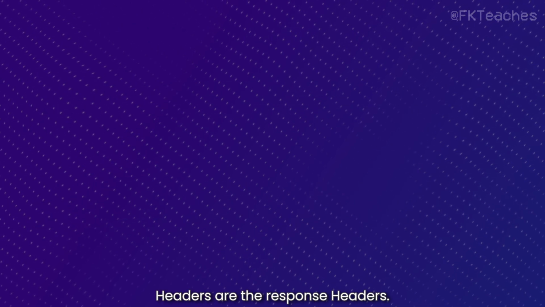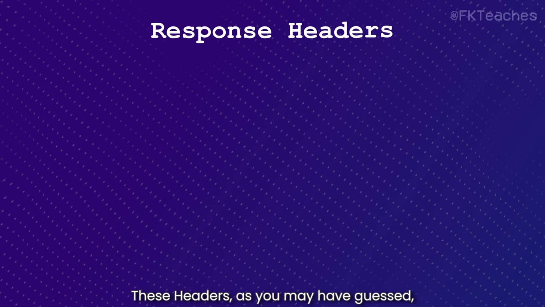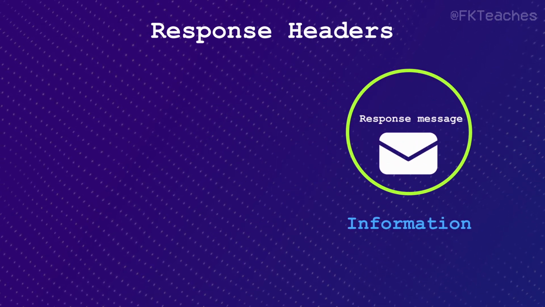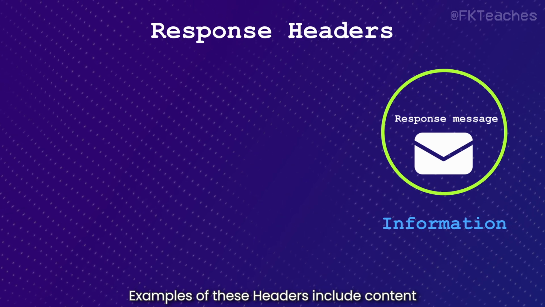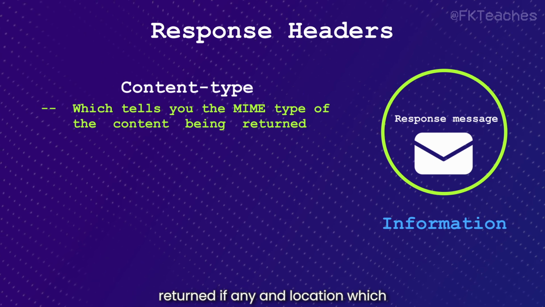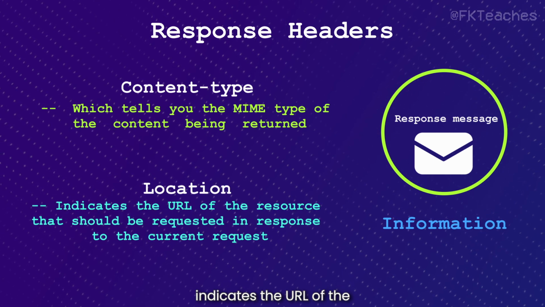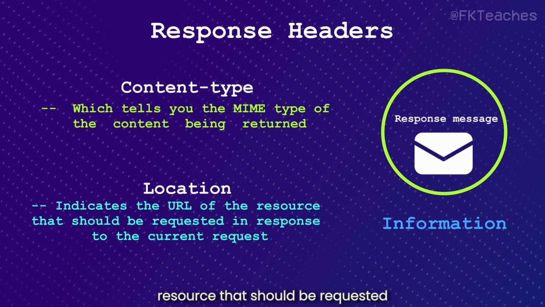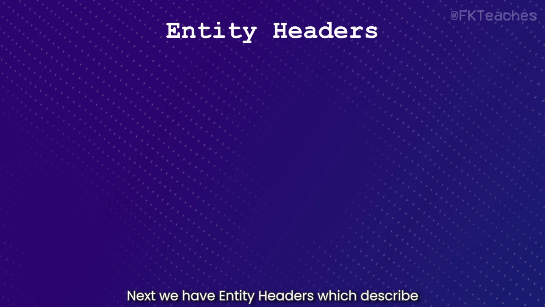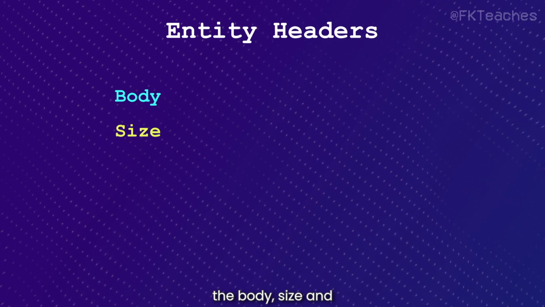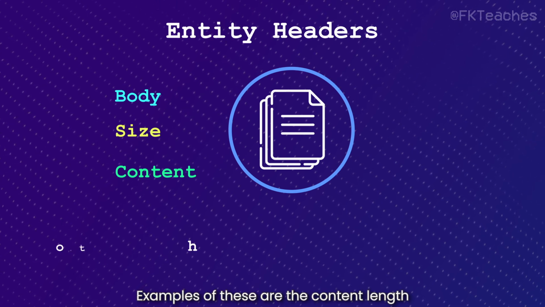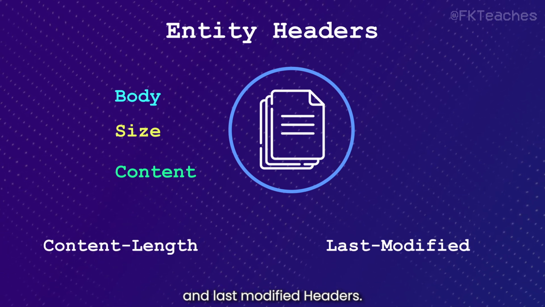The next category of headers are the response headers. These headers, as you may have guessed, provide information about the response. Examples of these headers include content type, which tells the MIME type of the content being returned, if any, and location, which indicates the URL of the resource that should be requested in response to the current request. Next, we have entity headers, which describe the body, size, and contents of the resource itself. Examples of these are the content length and last modified headers.